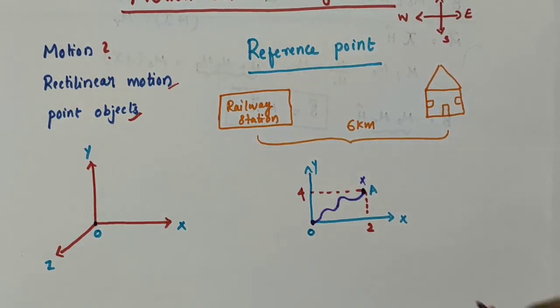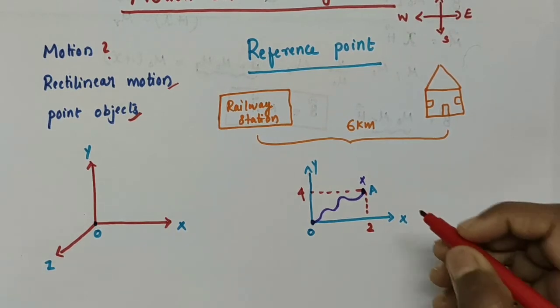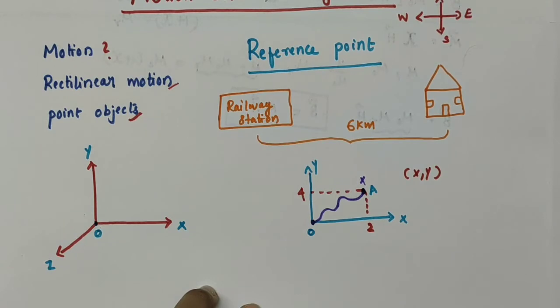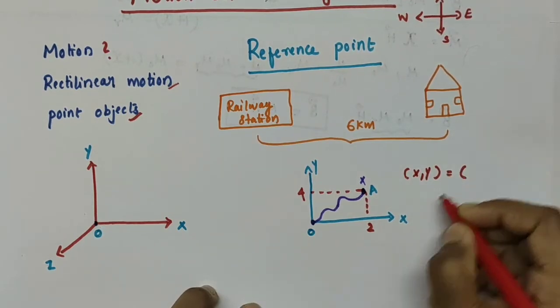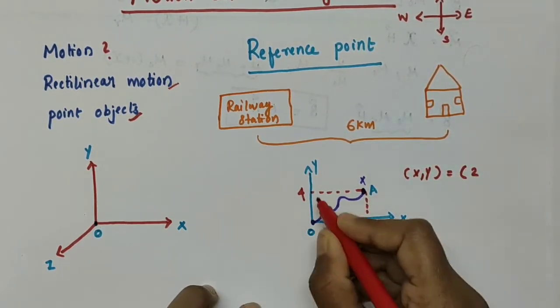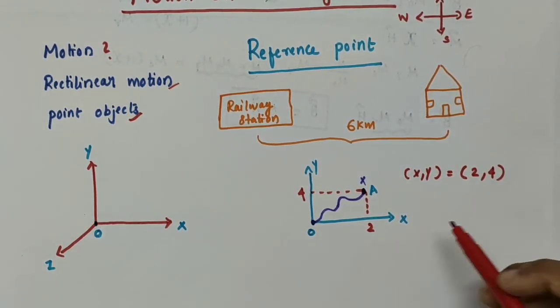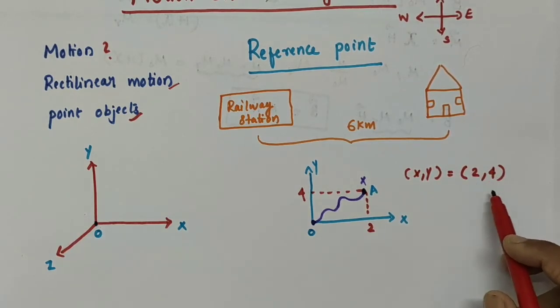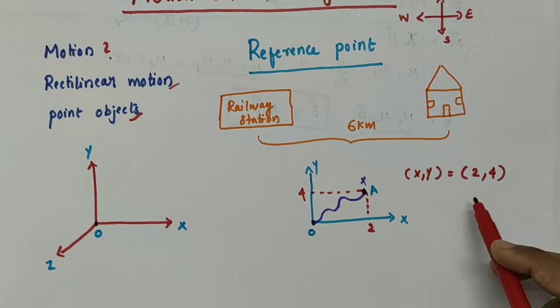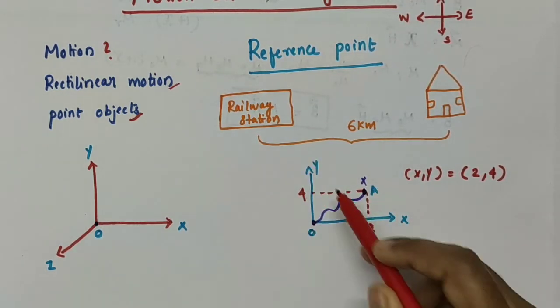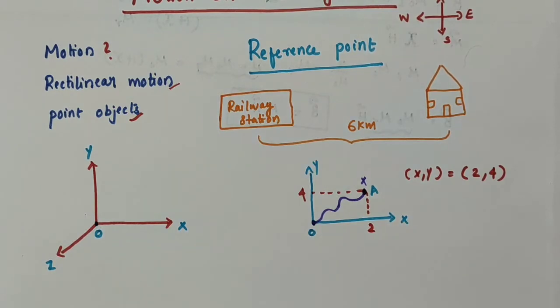So the position coordinate of this ant will be what? Position coordinates are usually represented like this in mathematics: (x, y) equal to what? The x coordinate is 2, and the y value is 4. So the position coordinate of this ant is (2, 4). So this coordinate (x, y), here (2, 4) of the ant, describes the position of the ant with respect to this coordinate system.